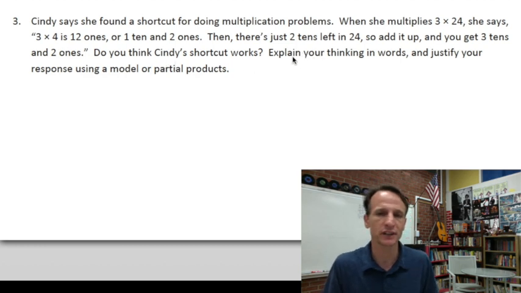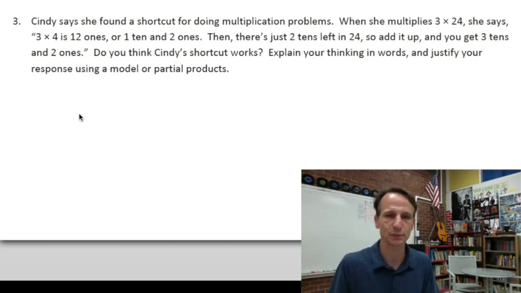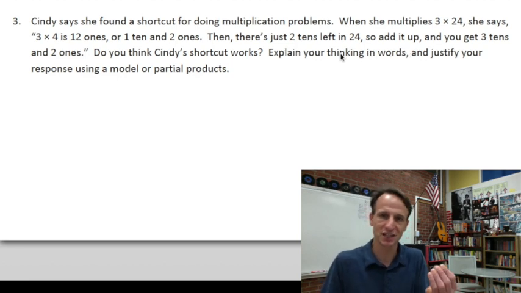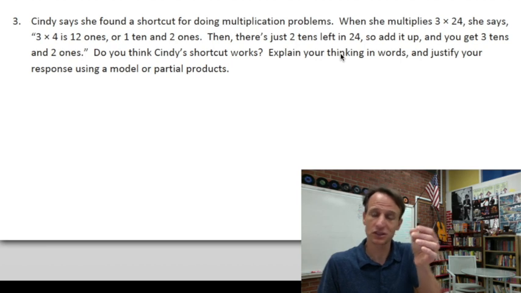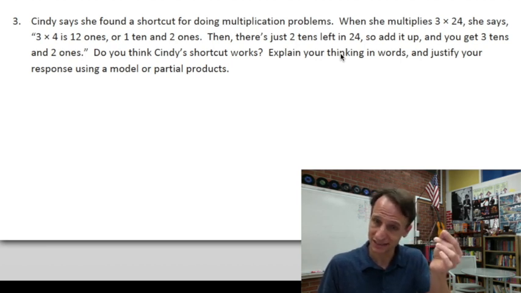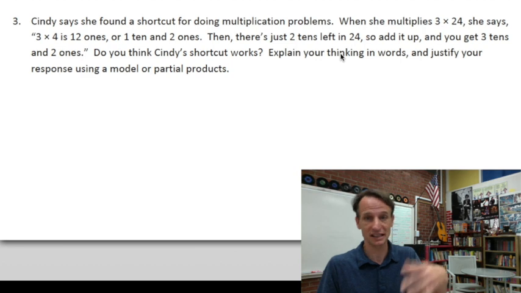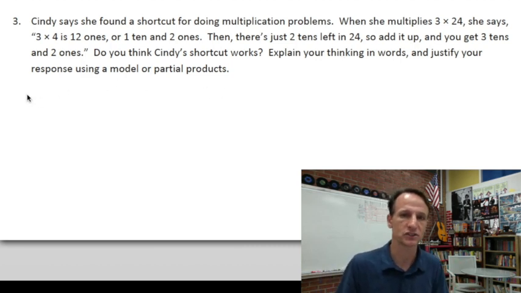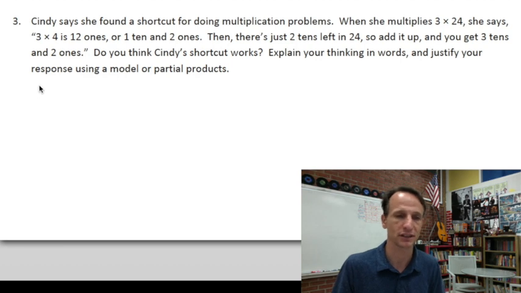I think we can find her problem pretty simply here. She says there's just 2 10s left in 24, so add it up. What did she skip doing with those 2 10s in 24? Well, she did 3 times 4. Did she do 3 times the 2 10s? No, she just skipped that and said 2 10s, will add that in. That is not the partial product because it's not a product, it's a factor. She did not multiply. Okay, so her shortcut does not work.